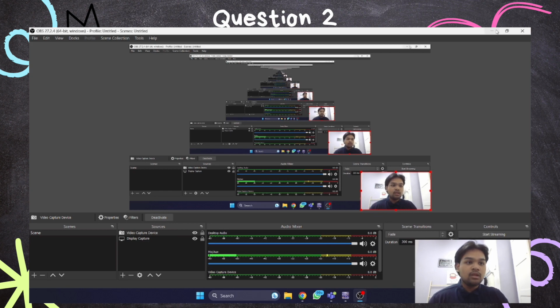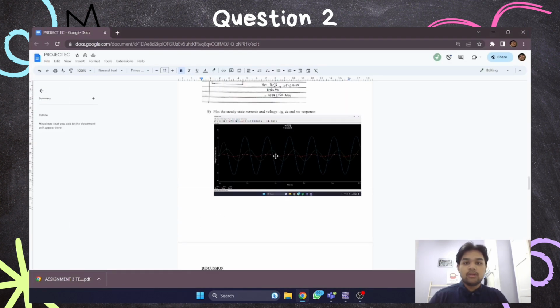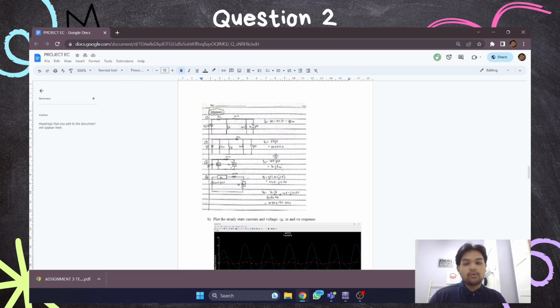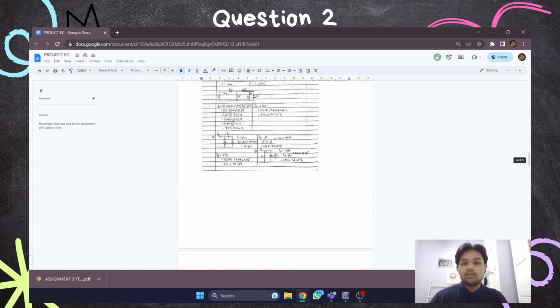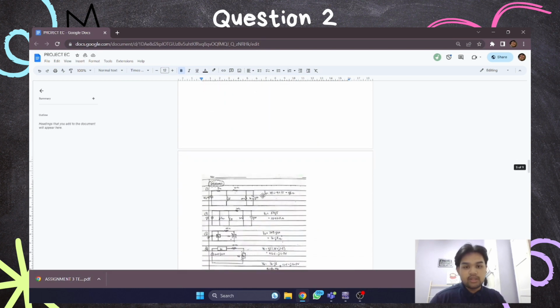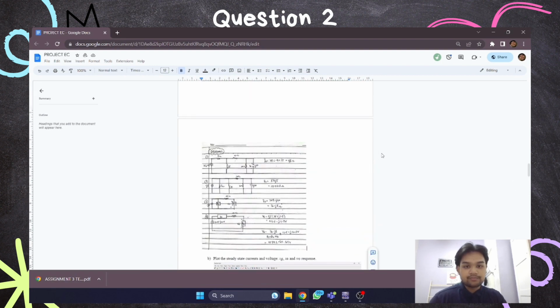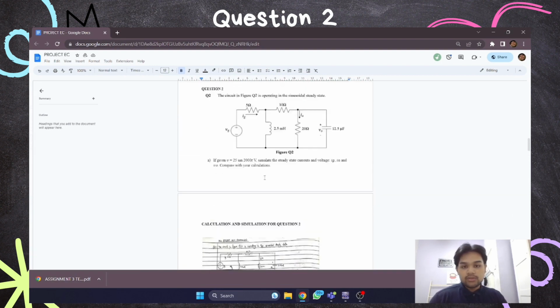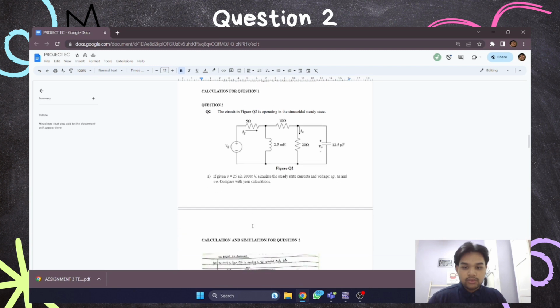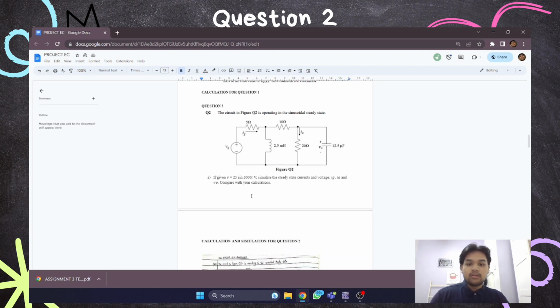So what I'm going to do now is my part of our group presentation, which is regarding question 2, the calculation and simulation part. As you can see, question 2 consists of two questions, A and B. Question A is, given Vg equals 25 sin 200t V, simulate the steady state currents and voltage Ig, Ia and V0 and compare with my calculation.